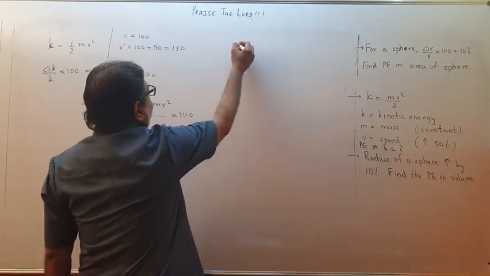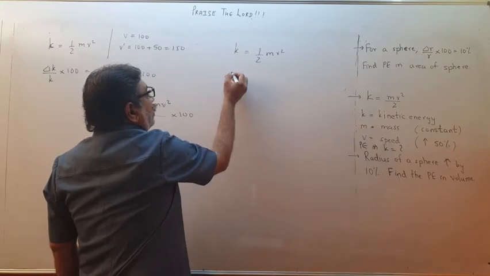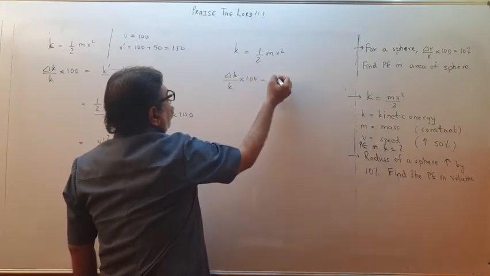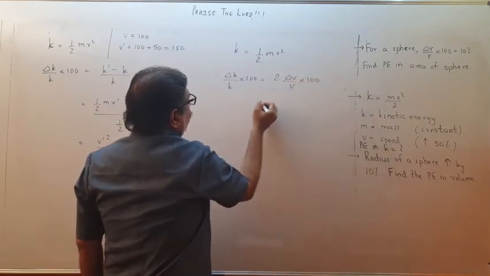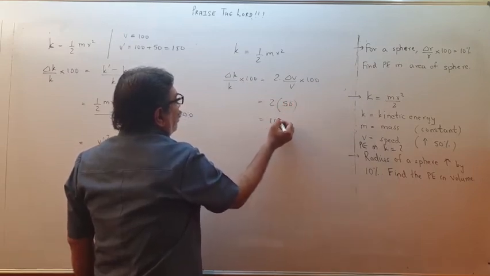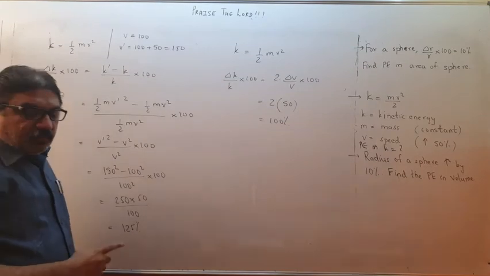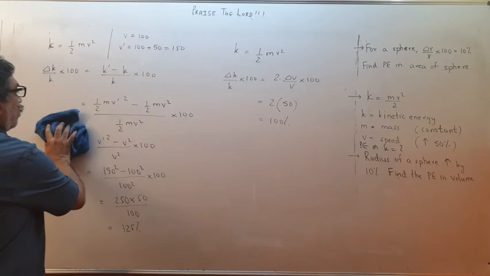Again, see children, if you would have adopted your textbook method, shortcut method, then this would have been delta K upon K into 100, half and constant, 2 times delta V upon V into 100. That would have been 2 into 50 and that would have been 100%. But what is the actual answer? 125%. So please take care when you're finding the percentage error. Please pause and copy.